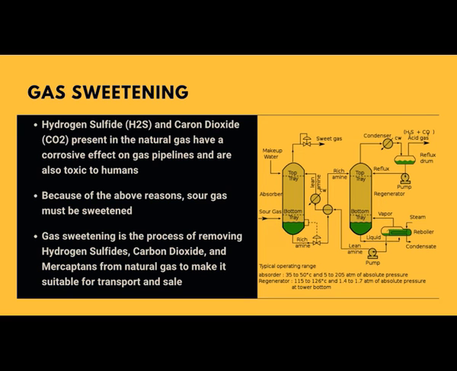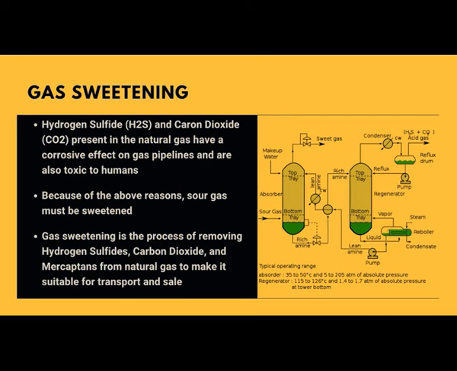After dehydration, the gas needs to be sweetened. What does it mean? The gas has a lot of unwanted or corrosive chemicals which are going to be harmful in the downstream processing facilities. So the primary substances that are not desirable are hydrogen sulfide and carbon dioxide. So these two gases need to be removed before we send or sell the gas to the downstream facilities.